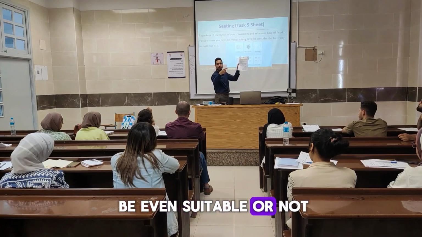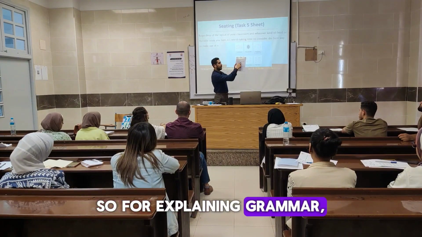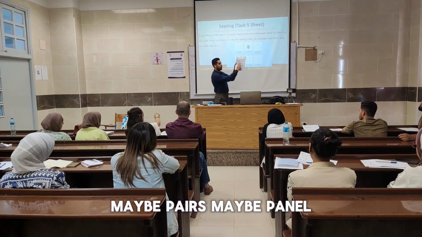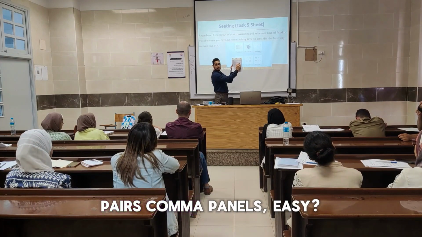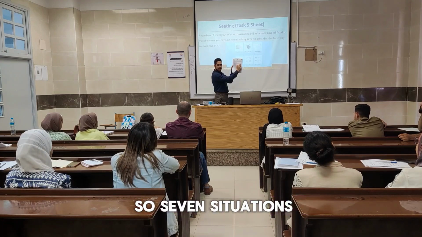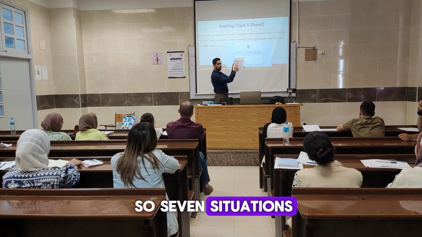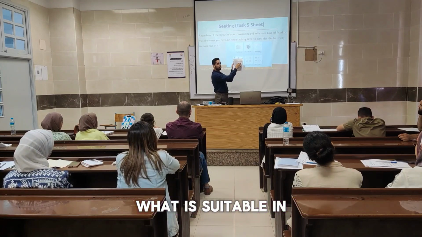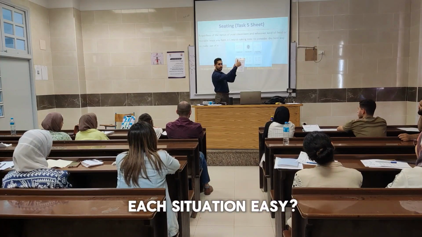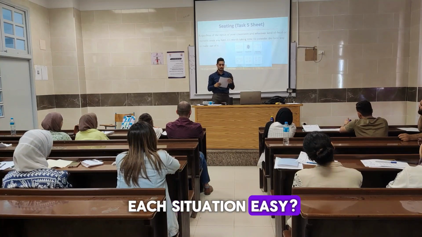By the way, you can choose more than one. So for explaining grammar, maybe there's a book, so I write here: pairs, comma, other patterns. Easy. So there are 7 situations and a bunch of seating patterns. Write what's suitable in each situation. Please write this in groups.